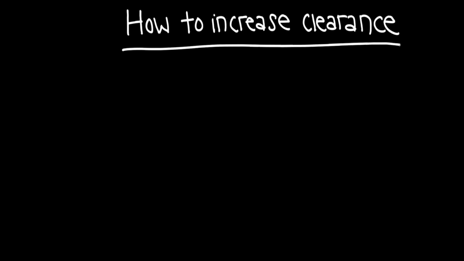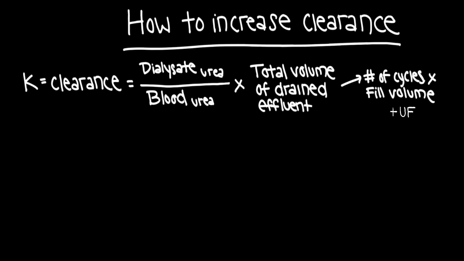So now that we've talked about KT/V, let's talk about how to increase clearance. Let's bring back our formula for K, or clearance. Some of the variables in this formula, like dialysate and blood urea, are measured values, so are unable to be manipulated. What we can modify, though, is the total volume of drained effluent, which, as we discussed earlier, is how much dialysate we are using plus our UF.